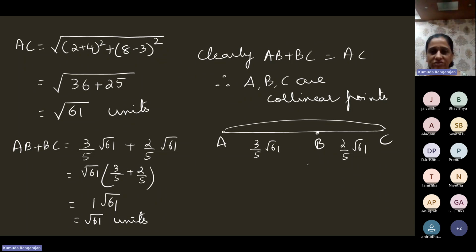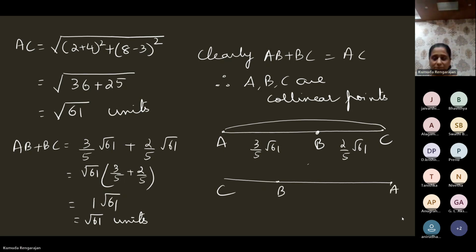If it is P, Q, Q, R, that means Q lies in the middle. It can also be like this, C, B, A. B lies on the join of A and C. That's all it is. B lies between A and C, on the join of A and C.